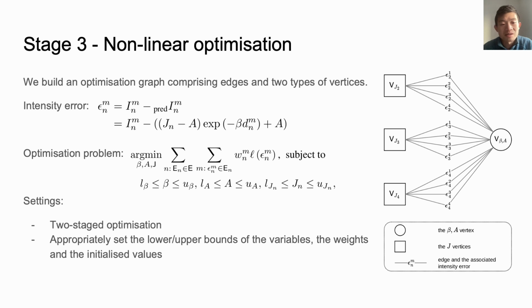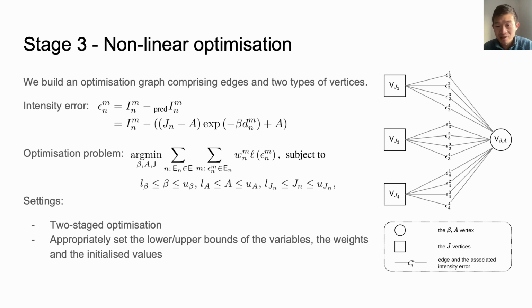The third step of our method is nonlinear optimization. We build an optimization graph comprising edges and 2 types of vertices. As you can see from the example graph on the right, the first type of vertex is a beta and A vertex, and because we assume local homogeneity of the fog, there can be only 1 such vertex in the whole graph. The second type of vertex is a J vertex, and there can be multiple of them in the graph, each corresponding to a particular landmark.